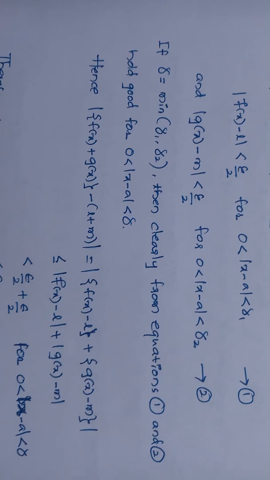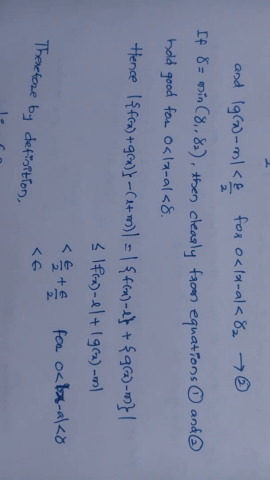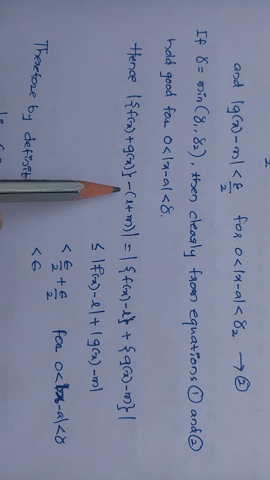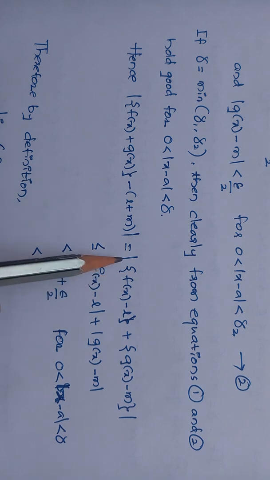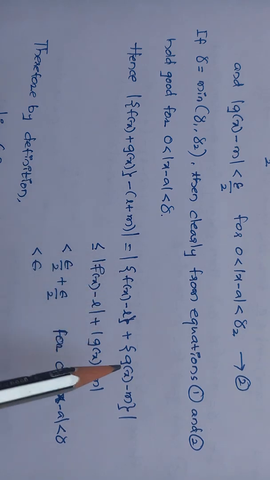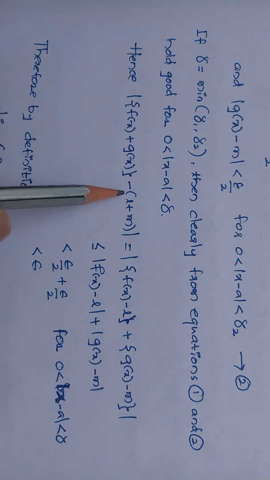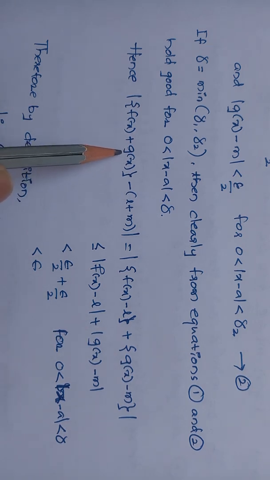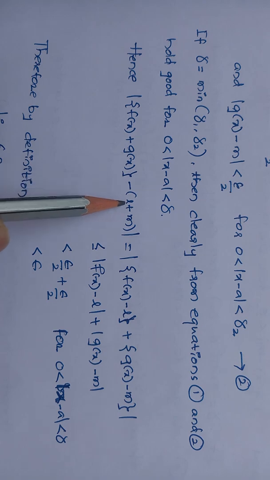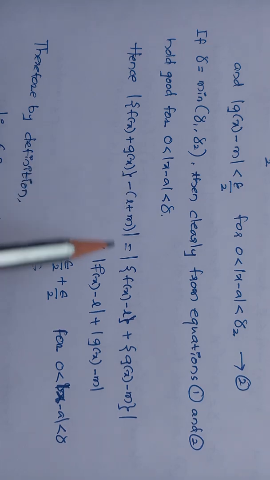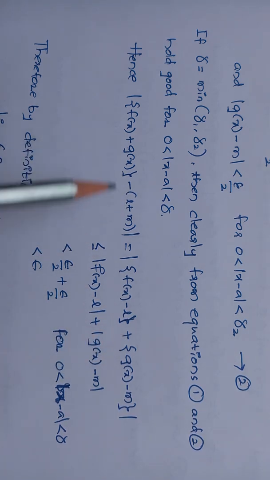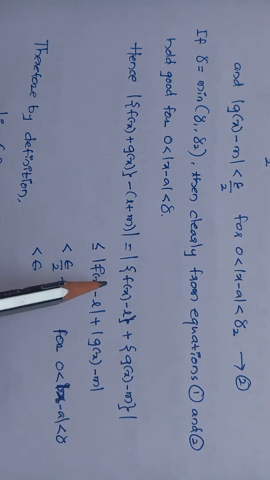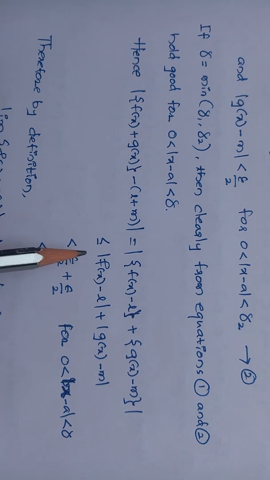So hence here I take modulus of f of x plus g of x minus L plus m, which is equal to modulus of f of x minus L plus g of x minus m. So this becomes f of x minus L and this becomes g of x minus m. You know that modulus of x plus y is less than or equal to what? Modulus of x plus modulus of y. So using that property I write it here.